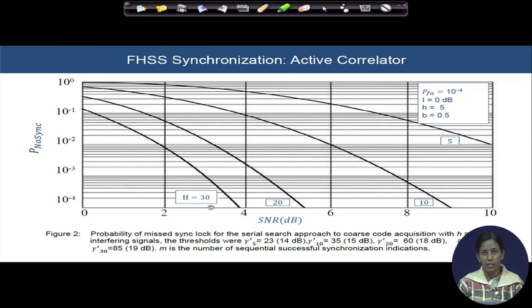If I am increasing the number of the tones, the chances that you accumulate the value of the test parameter z increase. The chance that the value of z will cross the threshold value increases if you have a higher number of tones to go ahead with. So, that is all about the active correlator based architecture and its performance analysis in a superficial way.